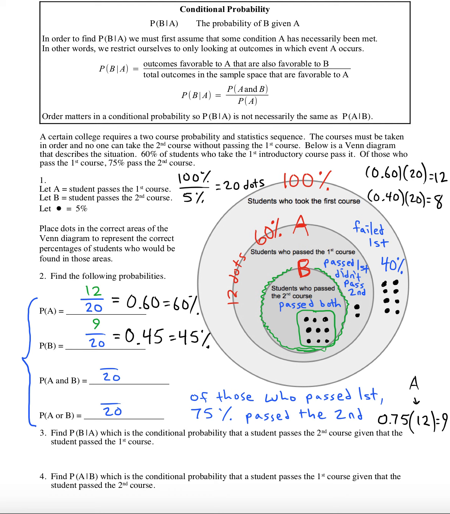Now let's find the probability of A and B. Well, the interesting thing here is those who are a success for B are also a success for A. So these are people who are in A and B. And so it's still 9 successes. 45%.